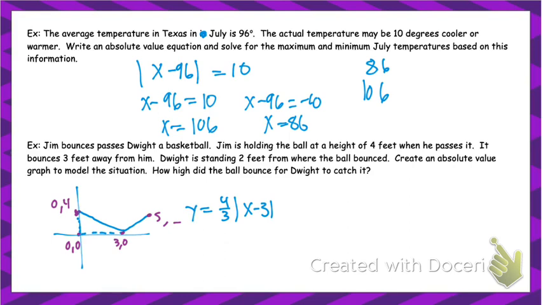So what I know on this problem, I know Dwight is standing 2 feet from where the ball bounced, which means that Dwight is standing a total of 5 feet away from that original pass. So that means that if I plug in 5 for x, then I'll be able to find that height that comes with that, which is y. So I get 4/3 times 2, which gives me 8/3 of a height, which would be 2 2/3 of a foot.